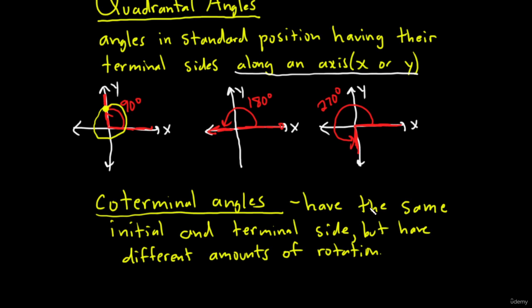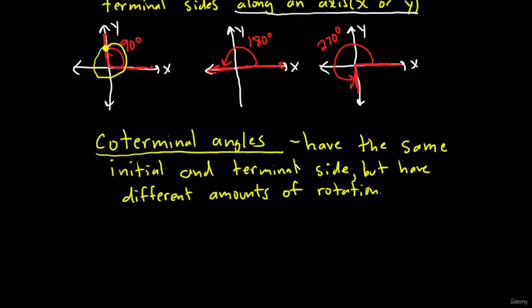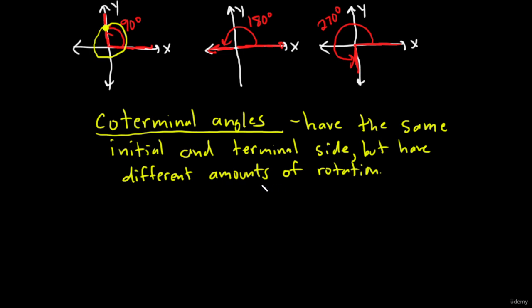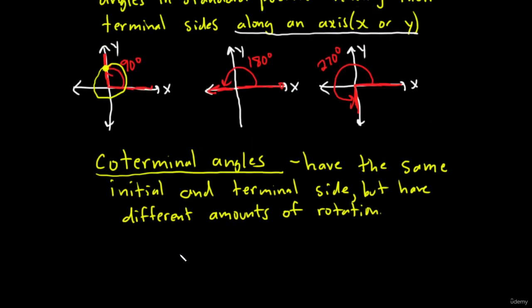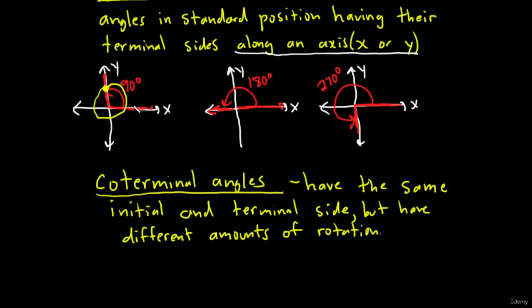So basically, you can take any angle and add or subtract 360 any number of times, and you're going to get a coterminal angle. Before we actually do an example, let me just give you one. Here's 90 degrees. If you wanted to find a coterminal angle, you just add 360 to it. So a coterminal angle would be 90 plus 360, which would be 450 degrees, right? 450 would be coterminal with 90 degrees.